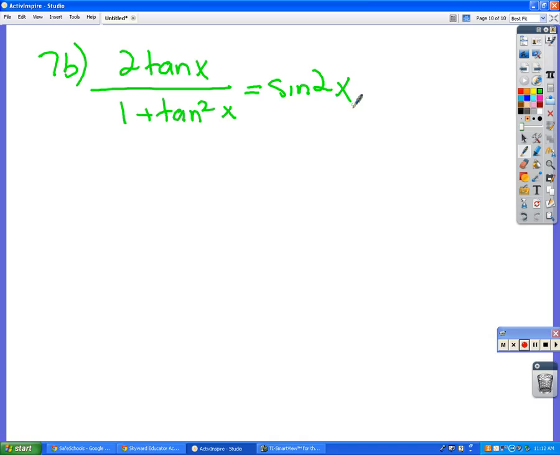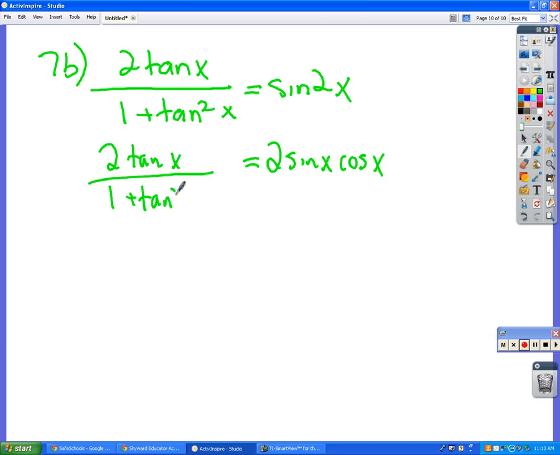Double angle formula, sine of 2x equals 2 sine x cosine x. So you can take this and rewrite it as 2 sine of x times the cosine of x. And then 2 tangent of x over 1 plus tangent squared of x. Anything fun that you can do over here that jumps out at you? Oh no, but I just nailed 7A.